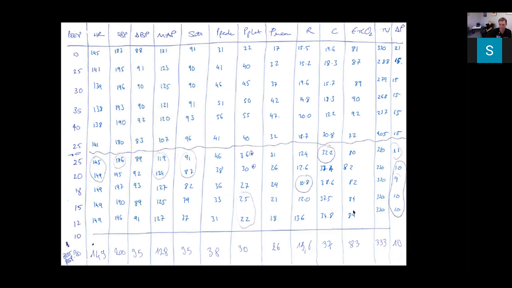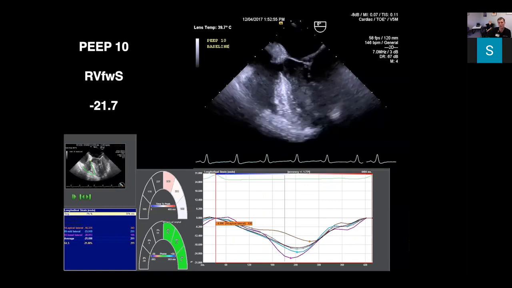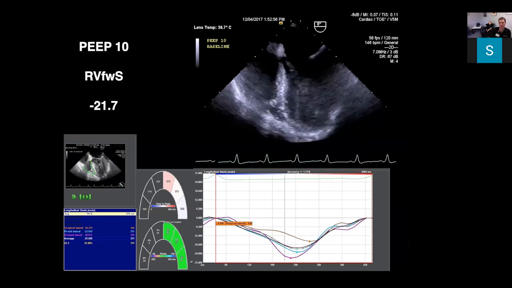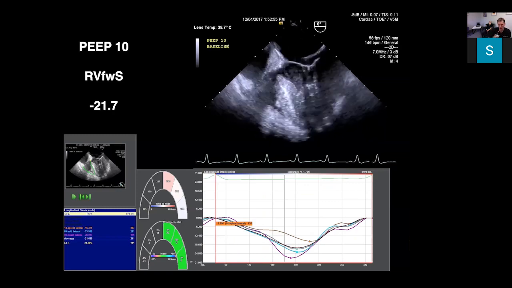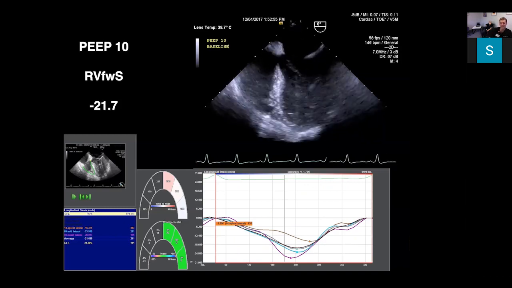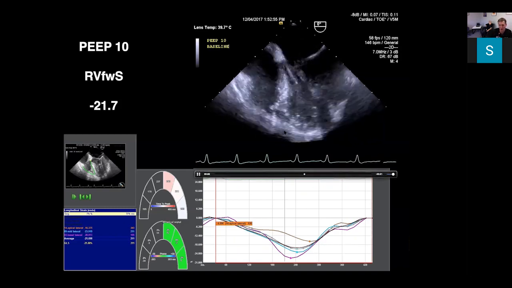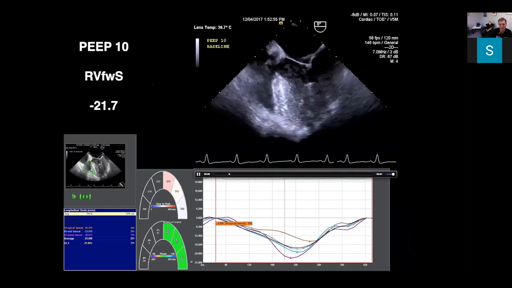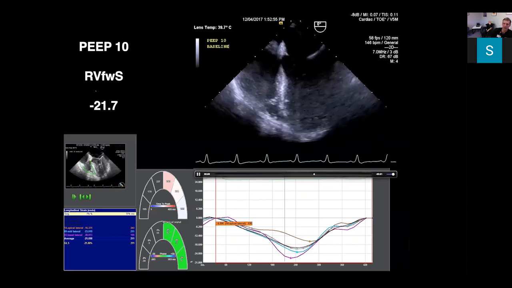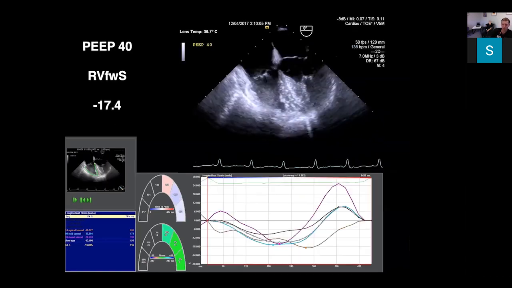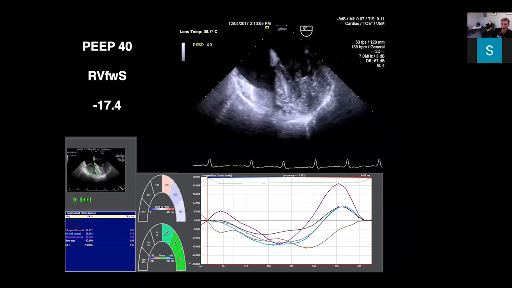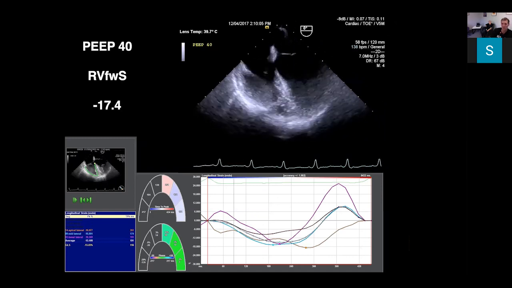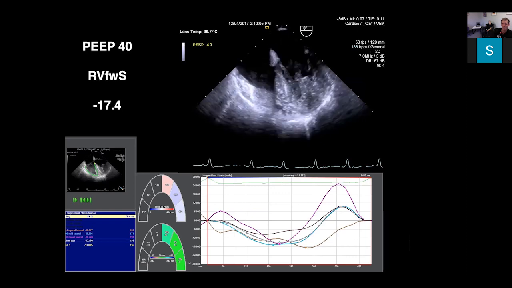If you add an echo to this, you can also have a look at the best way to look at your RV. I was trying to do this with strain in this case. So I'm going to paint this RV free wall. And you can see here when I started at a baseline PEEP of 10, I had a strain value which was normal. As we went up to the highest PEEP value I got to, which was 40, which is, I think, probably a little bit punchy.